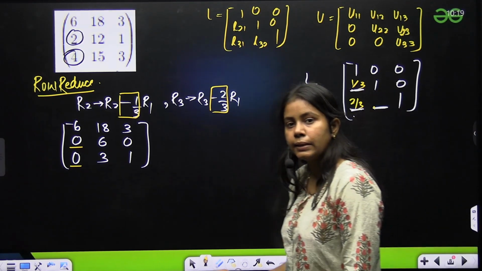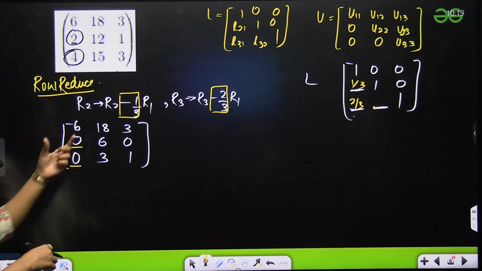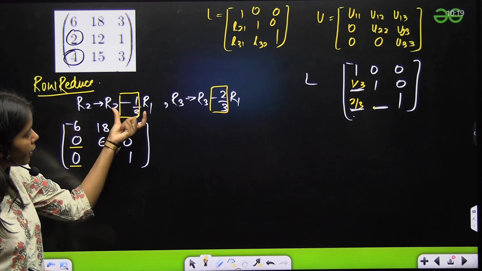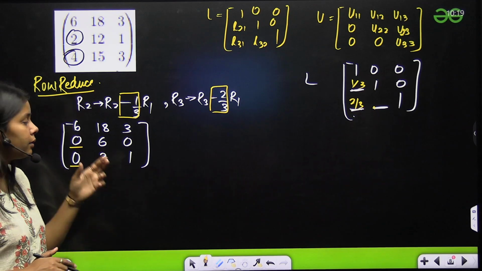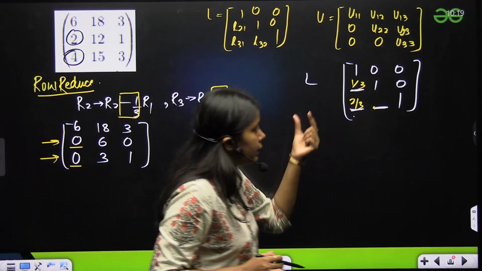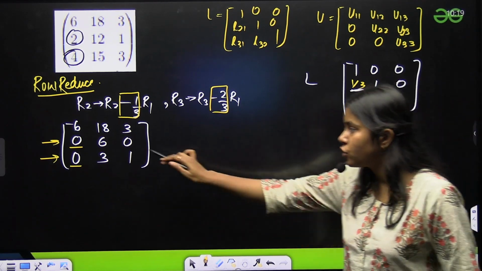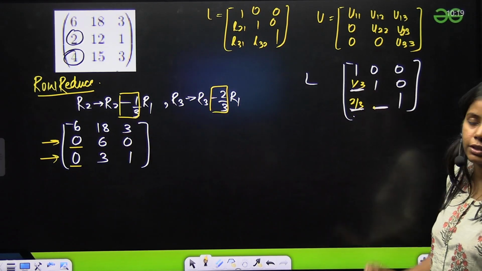Everyone gets this? Just go through this concept once in your mind, what we have done here. I basically subtracted 1 by 3 of R1 and 2 by 3 of R1 to make the value 0 here and here. So I have added 1 by 3 here and 2 by 3 here. Right, 1 by 3 and 2 by 3. For the position where you made 0, whichever multiple you used, just change its sign only.